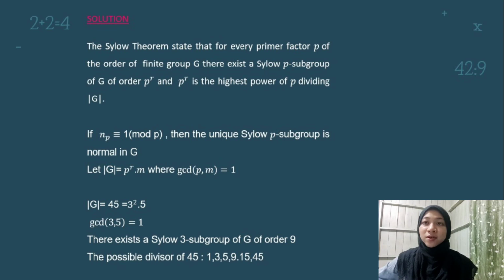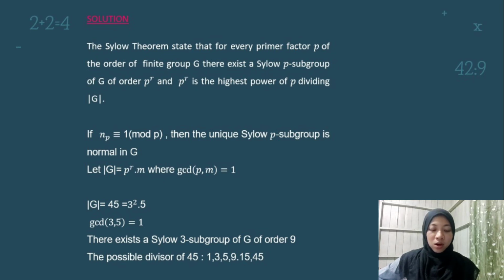Okay, so the solution. First, we must take the Sylow theorem. The Sylow theorem states that for every prime factor p of the order of a finite group G, there exists a Sylow p-subgroup of G of order p to the power of r, and p to the power of r is the highest power of p dividing the order of G. If n_p is congruent to 1 mod p, then we say that the unique Sylow p-subgroup is normal in G. Let the order of G be equal to p to the power of r multiplied by m, where GCD of p and m is equal to 1. This is the basic theorem of the Sylow theorem.